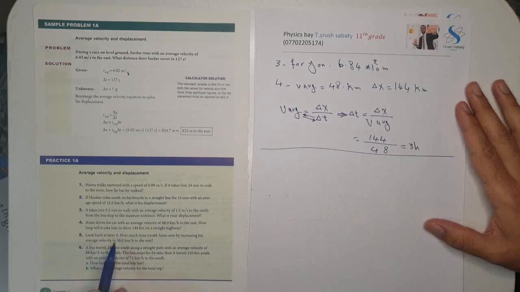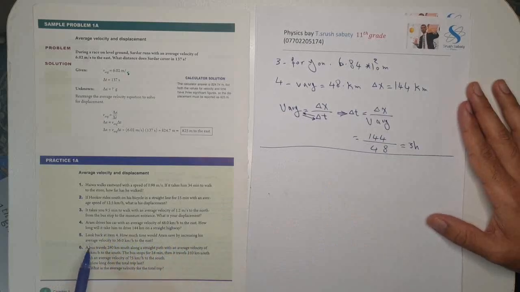Number 5. Look back at item 4. How much time would Aram save by increasing his average velocity 2 km to the east.